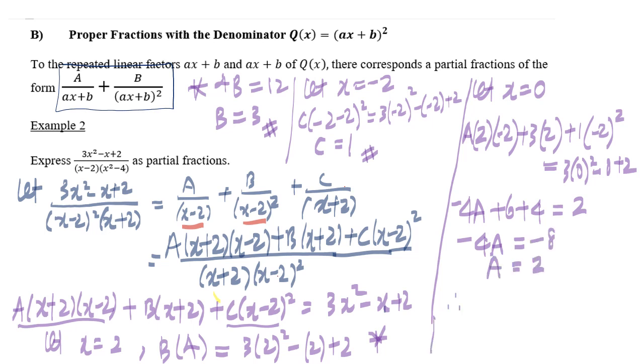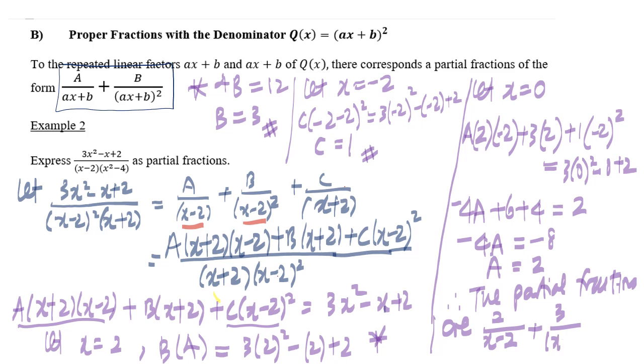So therefore my partial fraction will be a, which is 2 over x minus 2, b, which is 3, and c would have to be 1.